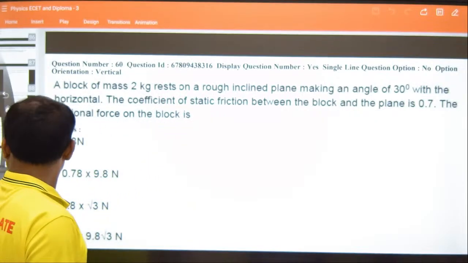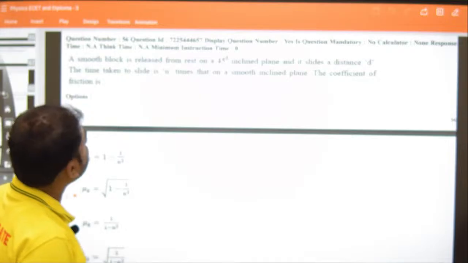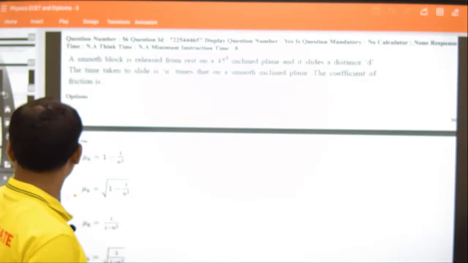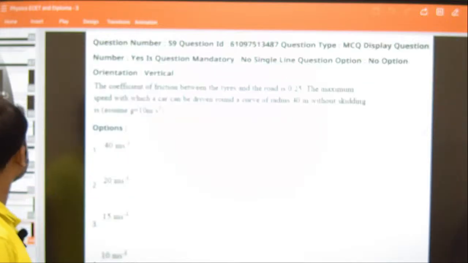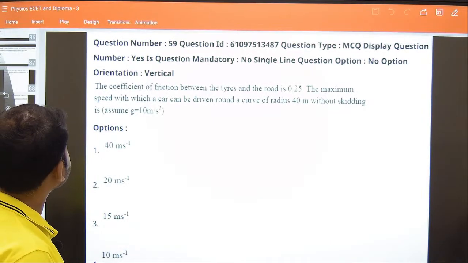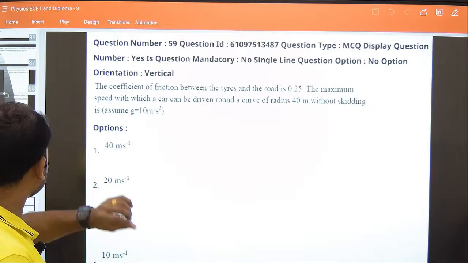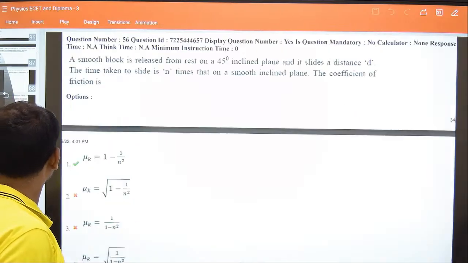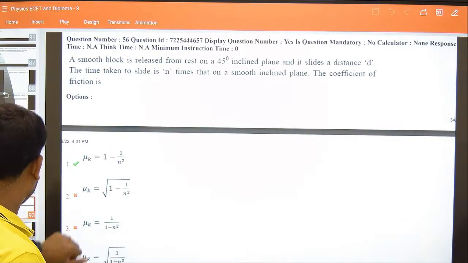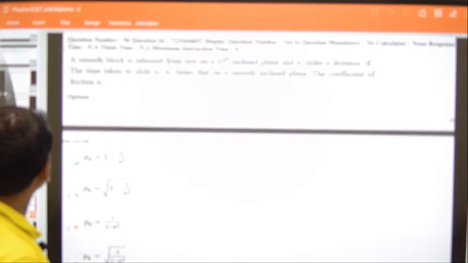Clear? Okay, so we have 2 more questions, and I hope they should not take much time. Let me see the last question also. Okay, this is on circular motion. Fantastic. The last question is on circular motion. The smooth block is released from rest on a 45-degree inclined plane and it slides. That's okay, fine guys.